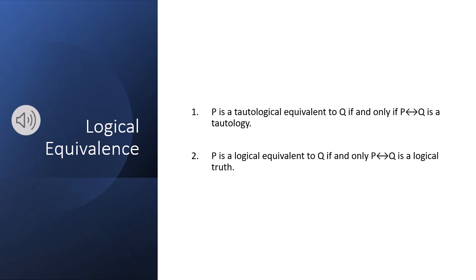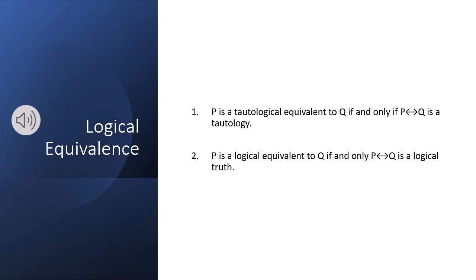Just like the conditional allowed us to encode logical and tautological consequence, the biconditional allows us to encode logical equivalence and tautological equivalence. And it turns out that two sentences P and Q are tautologically equivalent if the complex sentence formed by P biconditional Q, that double arrow in between P and Q, turns out to be a tautology.